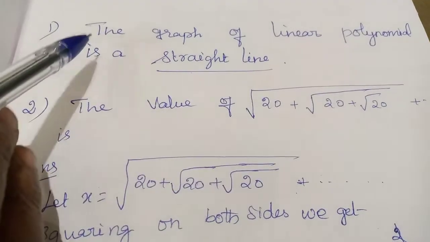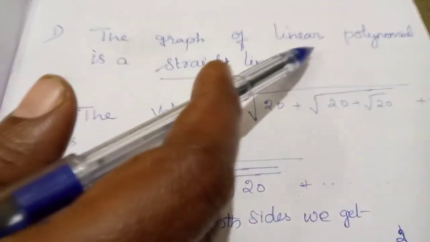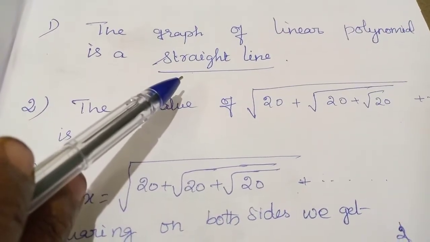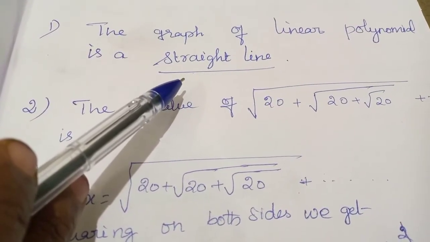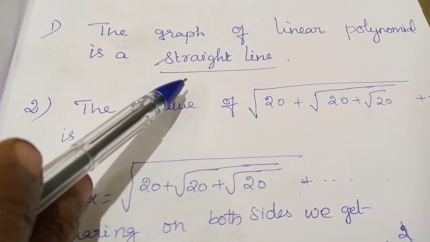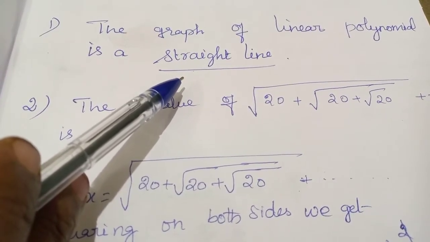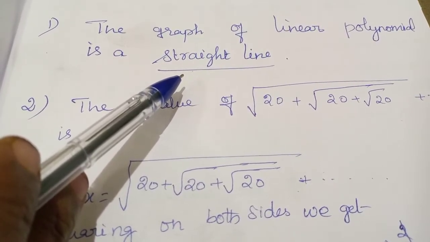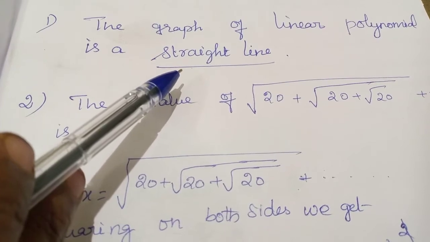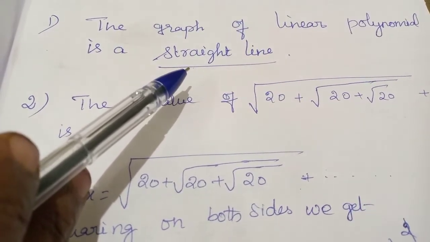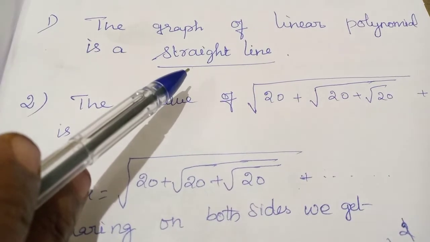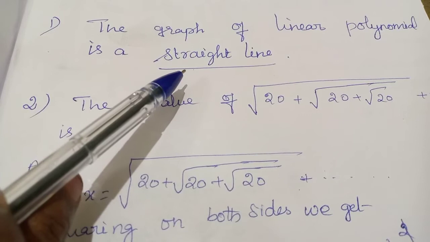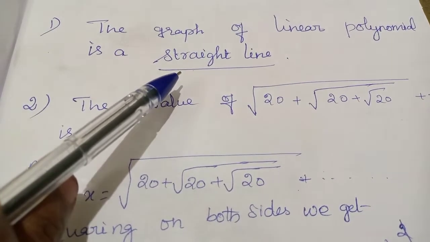Question number 1. The graph of a linear polynomial is a dash. When we draw the graph of a linear equation, we get a straight line. What is meant by a linear equation? An equation of degree 1. In 9th standard, we learned many questions of this type. We have drawn many graphs using linear equations. An equation of degree 1 is known as a linear equation. So if we draw the graph of a linear equation, we get a straight line. Okay, that is the first question.